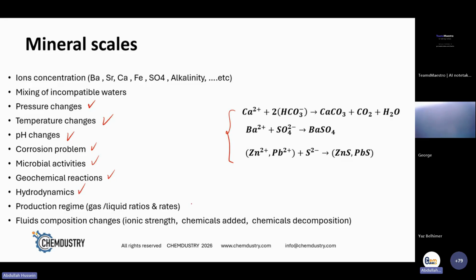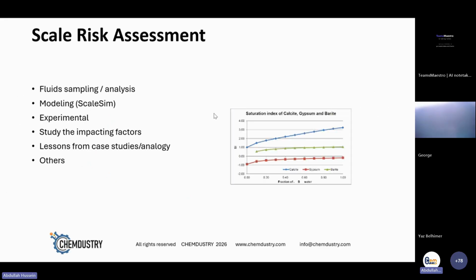The production regime and the gas-liquid ratios also have a huge impact on scale formation. And lastly, we have the fluids composition change. Any change in the water salinity might trigger some scale formation. Any chemicals added, like methanol and H2S scavengers, which are two very common examples of chemicals we inject, might induce scale formation. So the first step in managing the scale is to do a risk assessment.